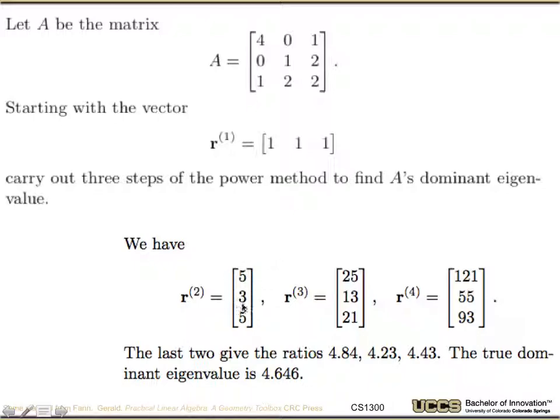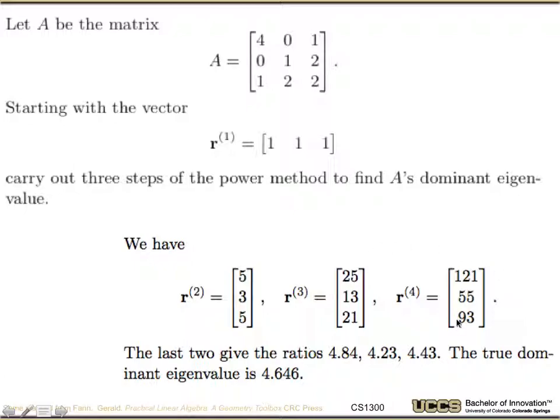535. And then the power method is we take that result, we multiply it by A again. In this case, we then get 25, 13, 21. Take that result, put it back in, multiply again, we get 121, 55, 93. Now, if I look at the ratios of these things, I start getting the beginning of my answer. So the ratios for each of these three elements gives us 4.8, 4.23, 4.43.